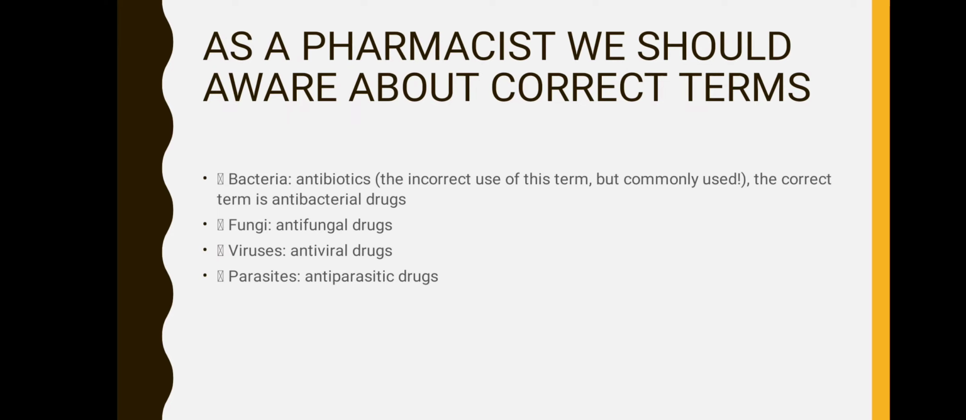As a pharmacist, we should be aware of the correct terms. For bacteria, antibiotic is the incorrect but commonly used term. The correct term is antibacterial drug. Fungi, that is antifungal drug. Viruses, that is antiviral drugs. And parasites, that is antiparasitic drugs. Collectively, antibacterial, antifungal, antiviral, antiparasitic, we call antimicrobials. So antimicrobials are different from antibacterials.